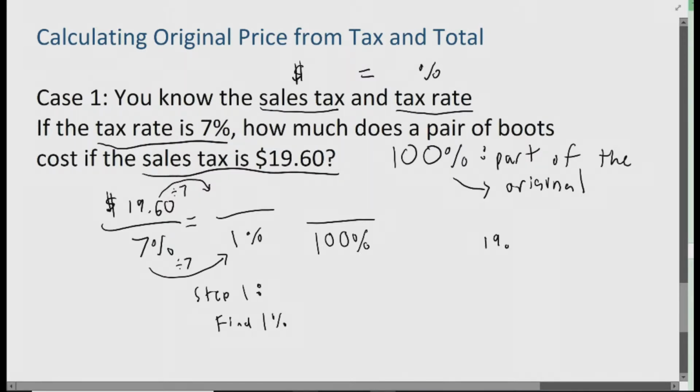Let's do that over here on the side. So we want to divide it by 7: 2, 5, 6. Multiply this by 8, 56. Subtract, 0. And how many 7s go into 0? 0. Keep the decimal point in the same place. And now we know 1% of the original cost is going to be $2.80.